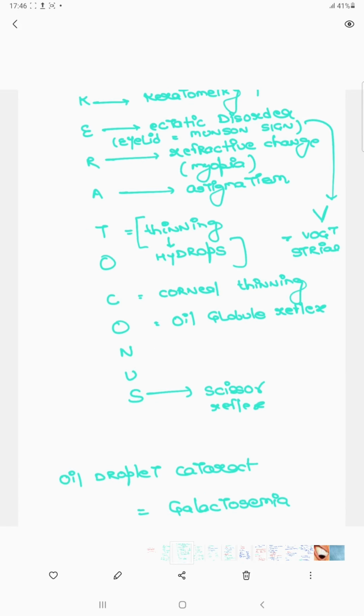And then keratoconus you can remember like this: by K, keratometric values are increased. E for ectatic disorder. In the eyelid you will see Munson sign, which is a V-shaped deformity, so by V you will remember Vogt striae. Then by R, refractive changes like myopia, astigmatism. T for corneal thinning, which will result in high drops, oil globule reflex and scissoring reflex. Oil droplet cataract I have already told you.